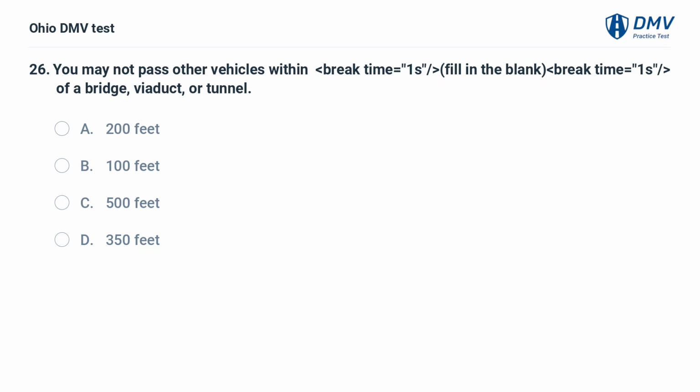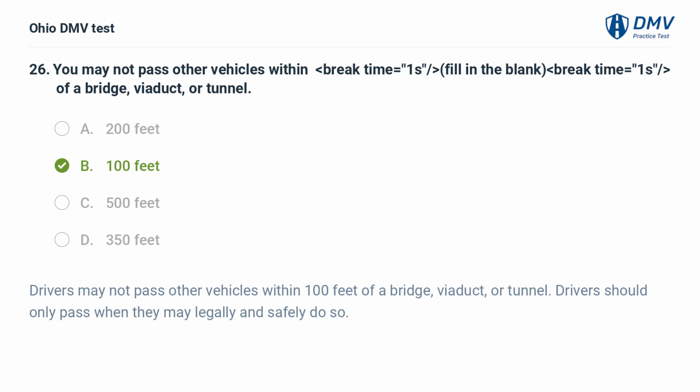You may not pass other vehicles within. Fill in the blank. Of a bridge, viaduct, or tunnel. A. 200 feet. B. 100 feet. C. 500 feet. D. 350 feet. B. 100 feet. Drivers may not pass other vehicles within 100 feet of a bridge, viaduct, or tunnel. Drivers should only pass when they may legally and safely do so.